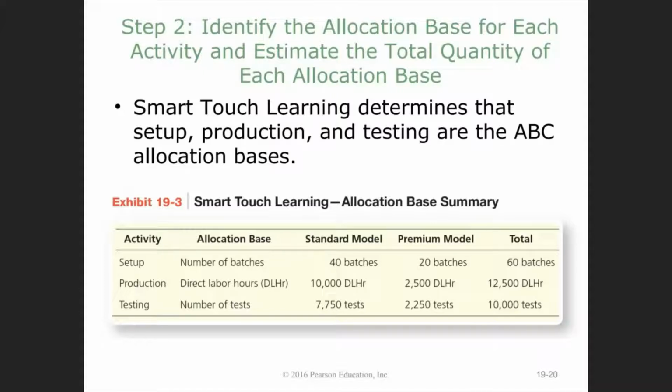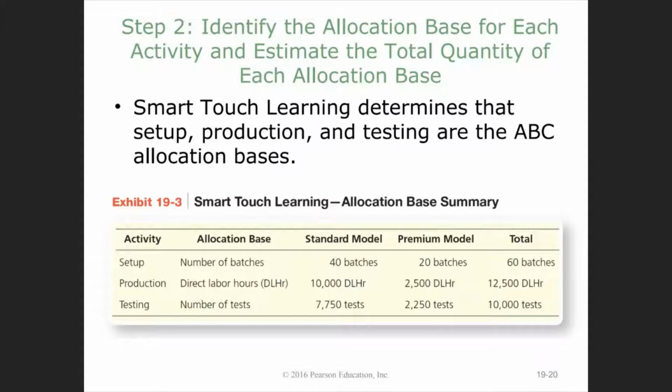So then for step 2, we're going to look at their setup, production, and testing for the ABC allocation base. Here our setup is the activity. The allocation base that we're going to use is the number of batches. If we're looking at the standard model, we have 40 batches. If we're looking at the premium model, we've got 20 batches. And then the total overall of all the batches is 60 batches. 40 plus 20 is 60.